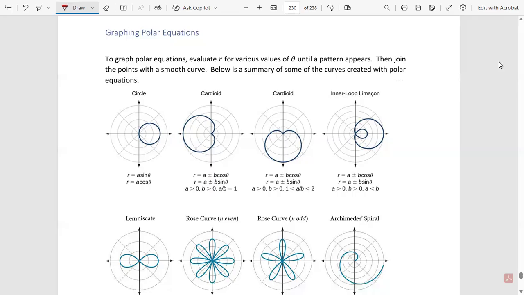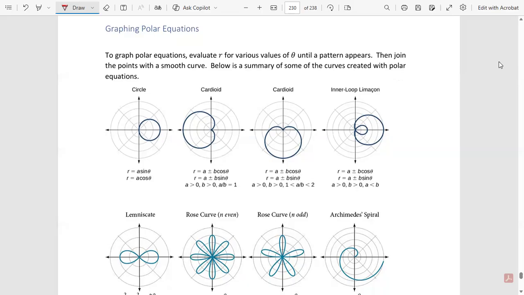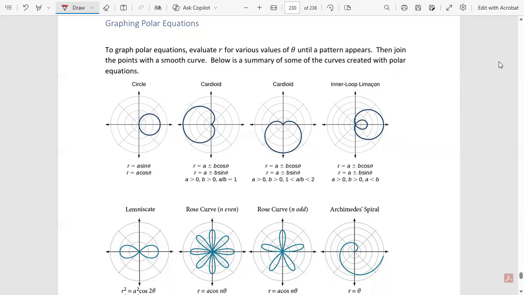We can graph equations that are circles, cardioids, limacons, lemniscates, and rose curves. But in this video, we only learn about three of these graphs. We learn about graphing circles, limacons, and rose curves.